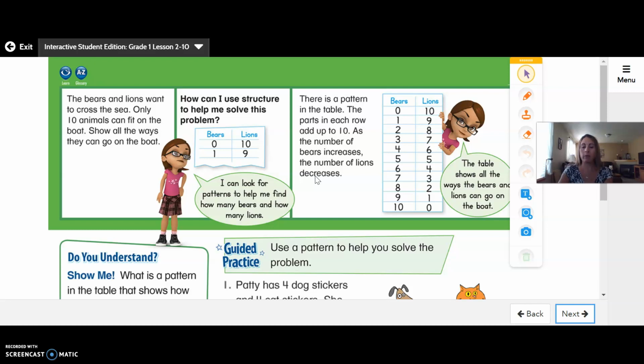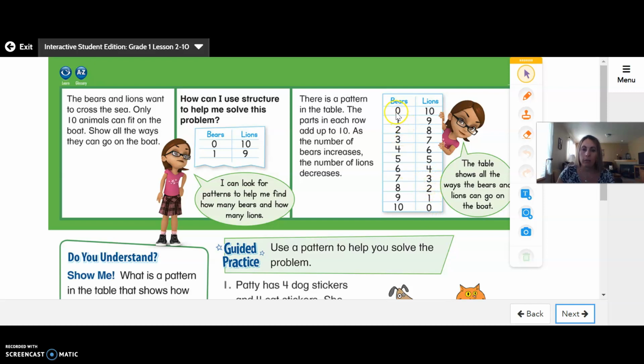So these are all of the different ways that you could arrange bears and lions onto a boat that can only fit 10 animals. So you could have 0 bears and 10 lions, or 1 bear and 9 lions, or 2 bears and 8 lions, or 3 bears and 7 lions. And you can see the pattern. It's growing, going 0, 1, 2, 3, 4, 5, 6, 7, 8, 9, and 10, or counting down, 10, 9, 8, 7, 6, 5, 4, 3, 2, 1, 0.